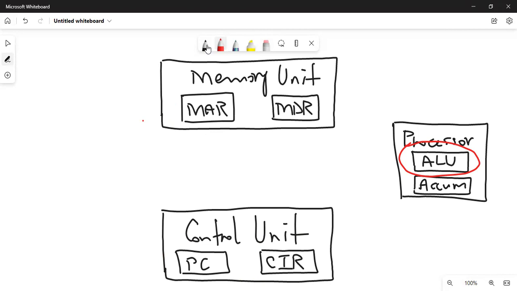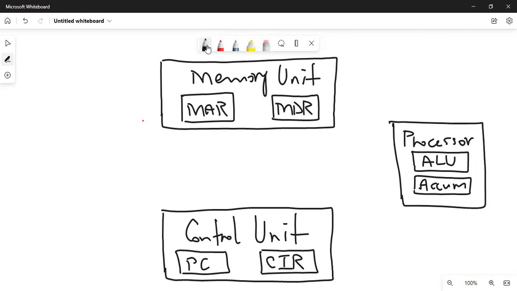Whereas, remember, the data on which the ALU is performing some operation has to be first stored inside a register called the accumulator. Until the data is stored in the accumulator, the ALU cannot perform any operation on it. So the data on which operations will be performed is first stored inside the accumulator register, and then the ALU will perform an operation on it. So that is how it works.